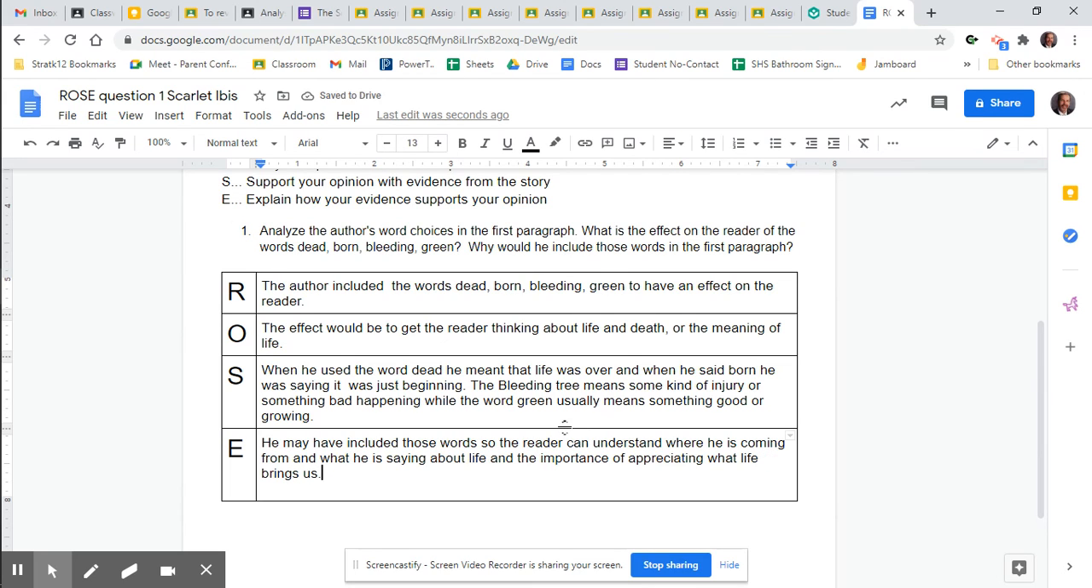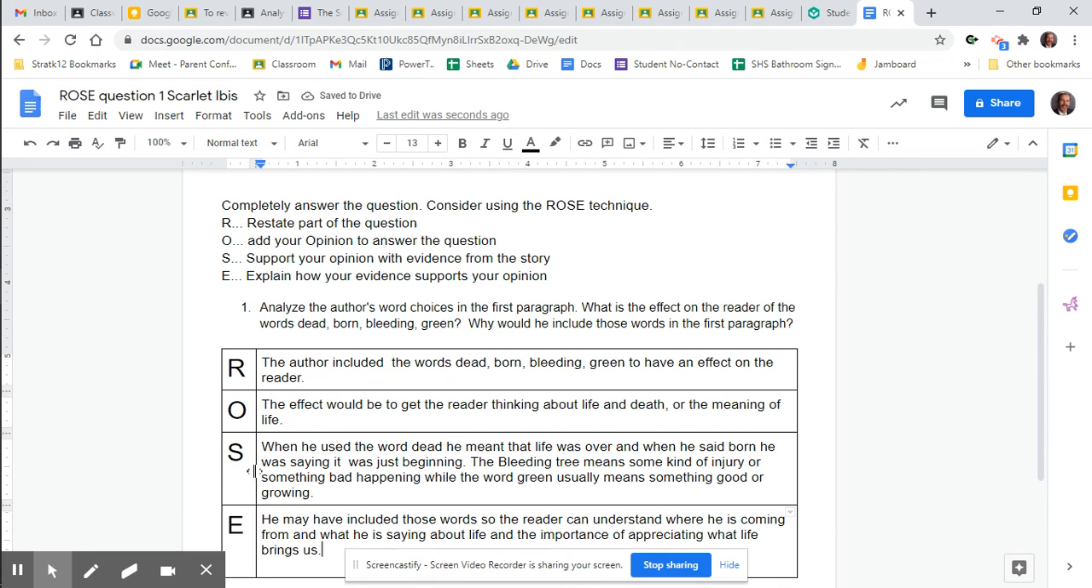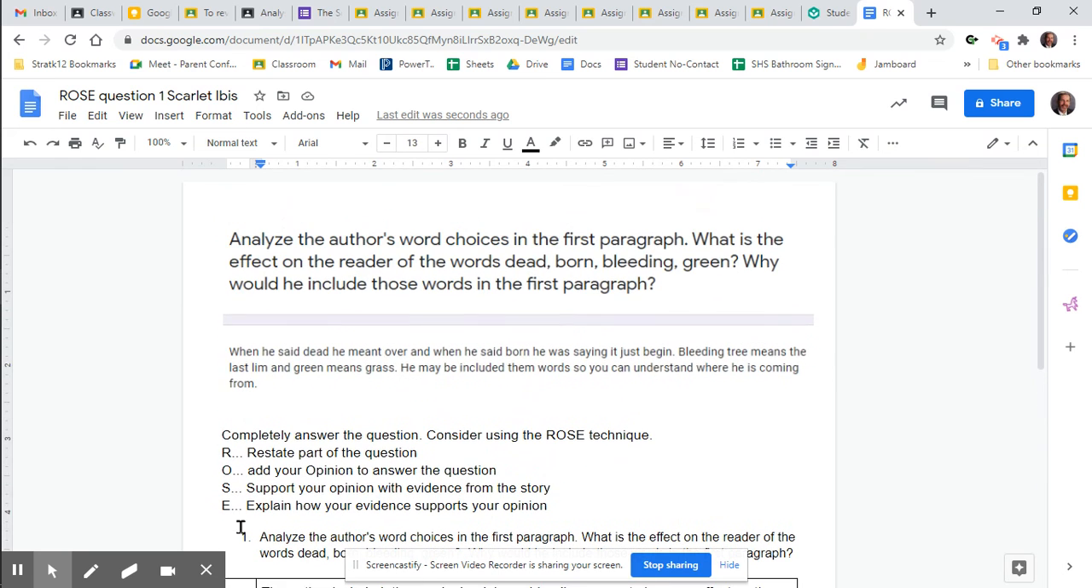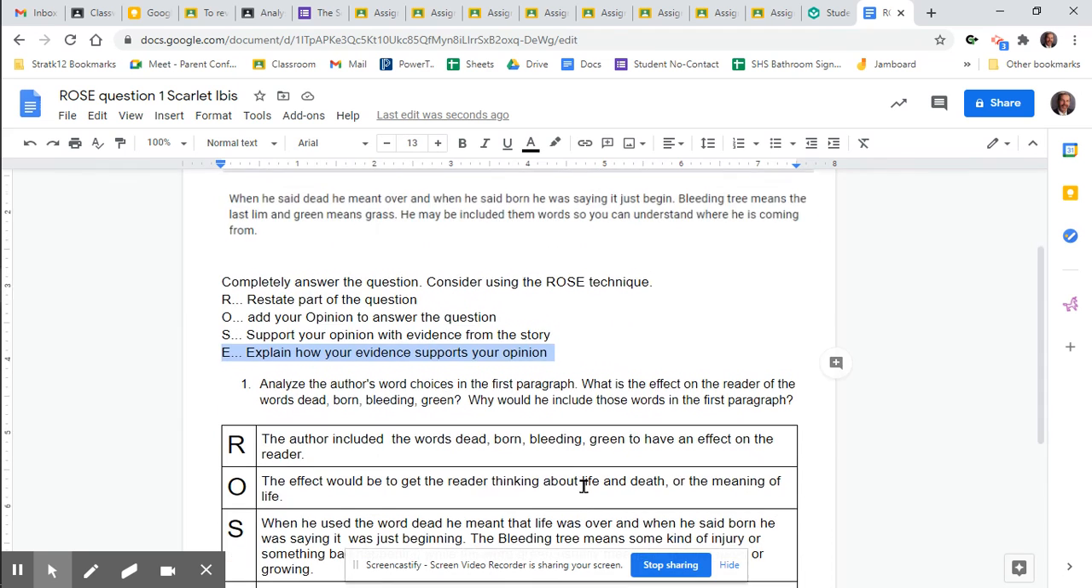So that would be a long explanation of how to use the ROSE technique. Okay, so you go to the question, see the question, and as you're writing your answer, you restate part of the question. Then you add your opinion to the question, and then you add some support from evidence from the story, and then you explain how your evidence supports your opinion. And that's what I did.